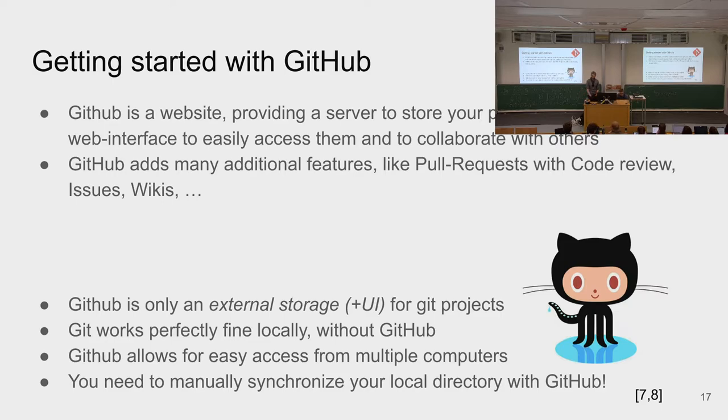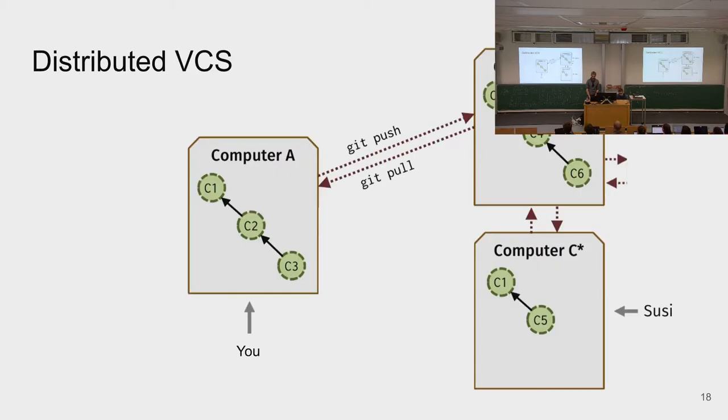If you want to collaborate on multiple computers, however, you do need something like GitHub or something else like GitLab or Bitbucket, such that you can work with multiple people on the same project. However, you need to manually synchronize your local directory with GitHub. If you commit something, it's only committed on your computer, and you have to push it to GitHub before it's on there. And this is now the workflow of a distributed version control system.